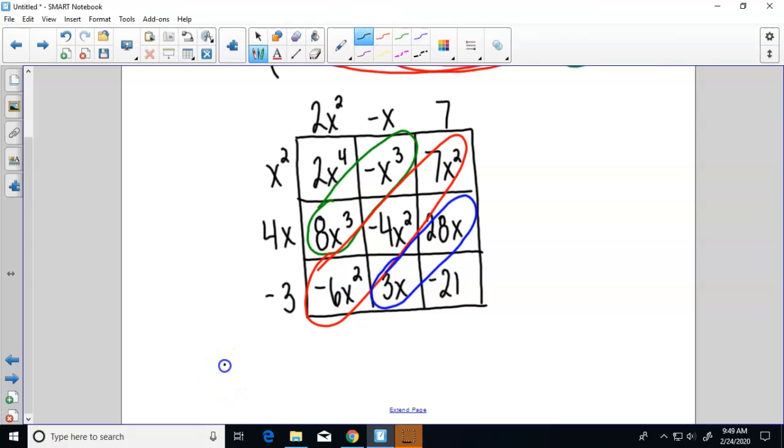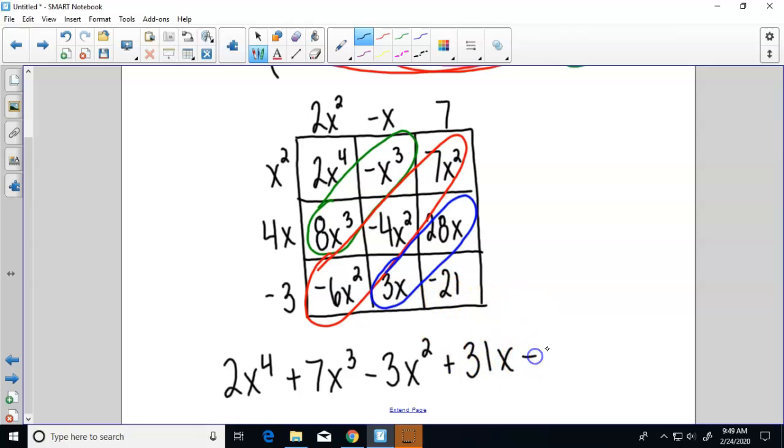So you would have 2x to the fourth here. Then you would combine 8x to the third and negative x to the third, which would give you positive 7x to the third. Then you would have negative x squared, negative 4x squared, and 7x squared. So this will give you negative 10 plus 7, so you get negative 3x squared when you put those together. 3x and 28x is going to give you positive 31x, and then you get a minus 21 on the end.